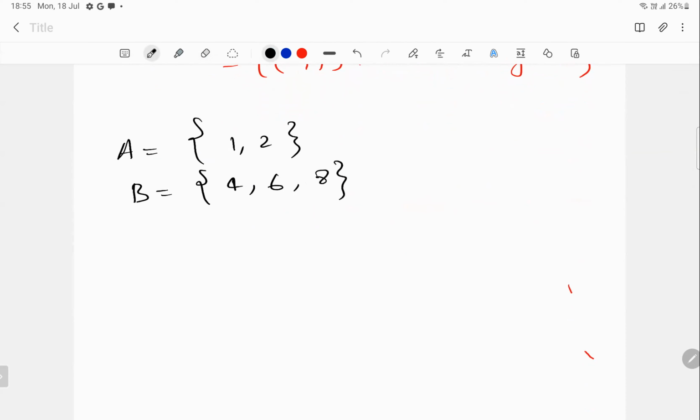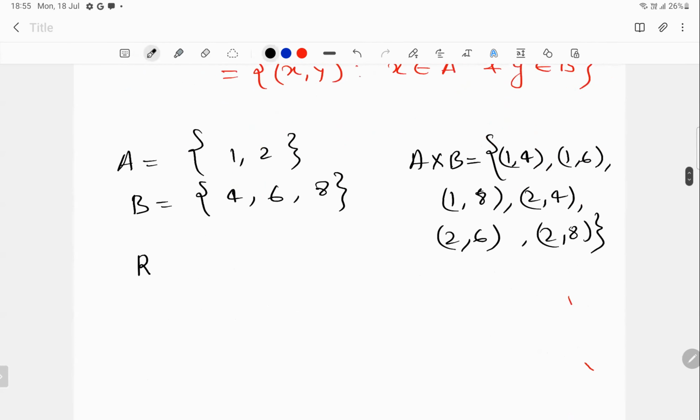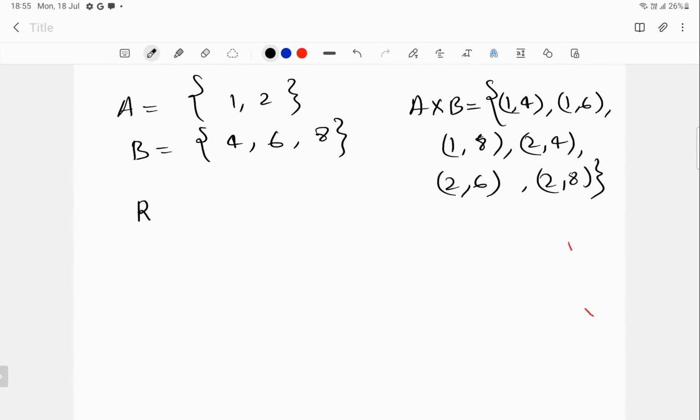Now I'm defining a relation. We have the Cartesian product A cross B, right? I'll just write it: (1,4), (1,6), (1,8), (2,4), (2,6), and (2,8). I just want you to understand it properly with one example. So this is the Cartesian product. So far, everything is good. Now I'm defining a relation R dash such that R dash equals {(x, y) such that y = 2x}. I've defined a relation. This is the definition.